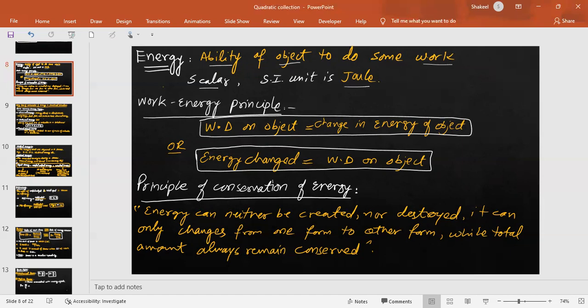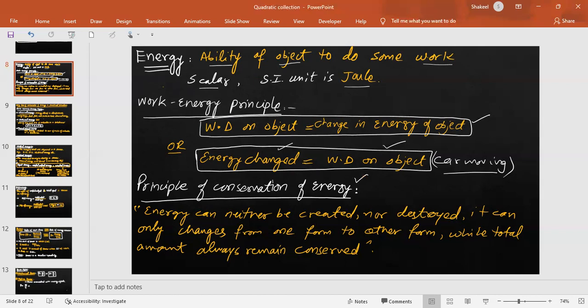Well, there's an important principle, the work energy principle. This relates work and energy with each other. We say that work done on an object is equal to the change in energy of the object. Like if you do work on an object in order to move it, that will be stored in the form of energy inside the object. Or when energy is being changed, then work is being done on the object. Like if the car is moving, then chemical energy is changing into kinetic energy, and that's why some force by the engine is exerted on the car and it covers some distance.